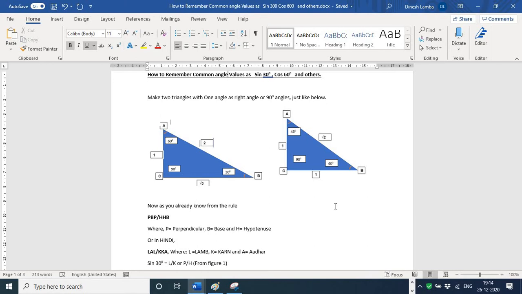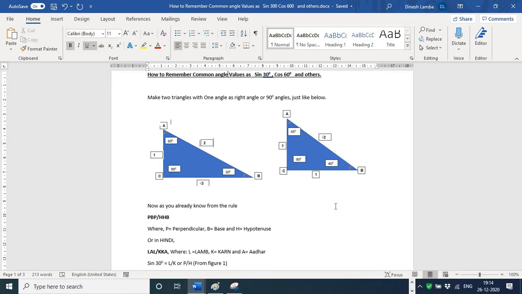And likewise you can extract for sin 60. Now here for sin 60 the perpendicular will be under root 3 and the hypotenuse will be 2. So sin 60 value will be under root 3 upon 2. Now from the second figure for 45 degrees angle you can extract the values for sin 45, tan 45, cos 45 and other common angles.